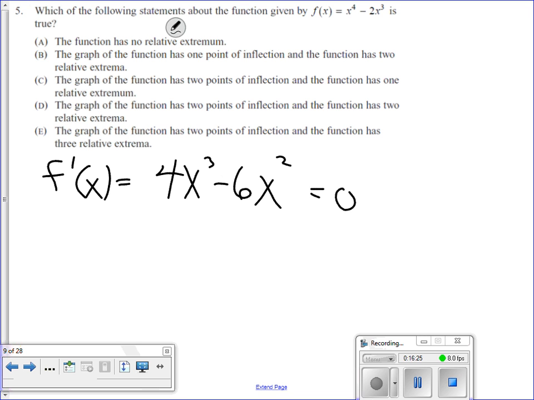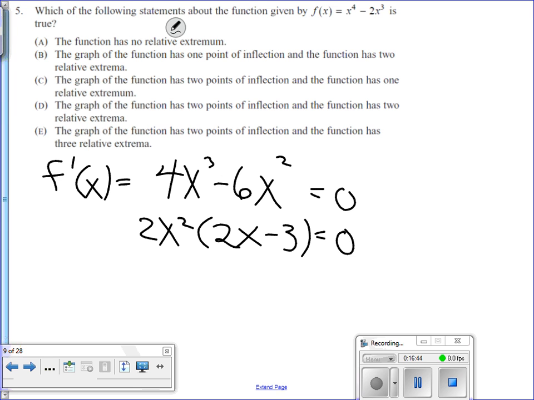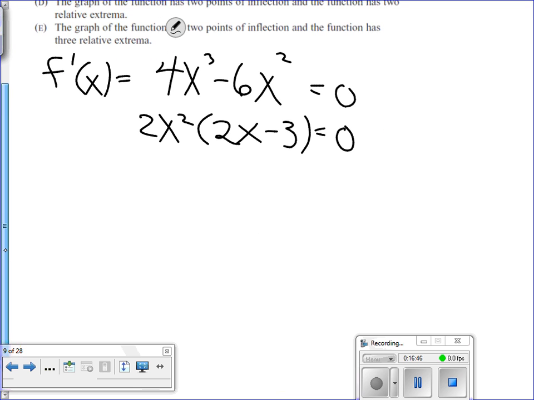To find out where something equals 0, we factor out 2x squared, and we have a 2x minus 3. And we can find those values that make it 0. Well, a product equals 0 when any of the factors is 0. So what are your critical values? What are the only values where the first derivative could change sign? 0 and 3 over 2.